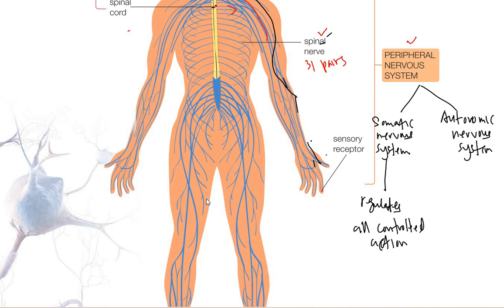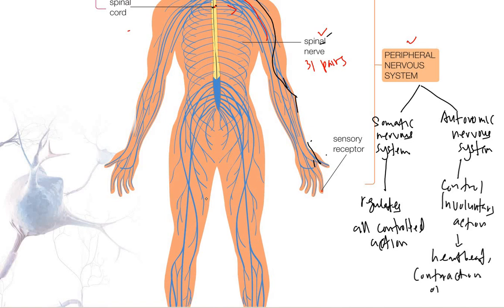Then we have the autonomic nervous system. The autonomic nervous system controls involuntary actions, such as heartbeat and also contraction of the blood vessel. This one is all the processes inside our body. So this one is different from the reflex action.